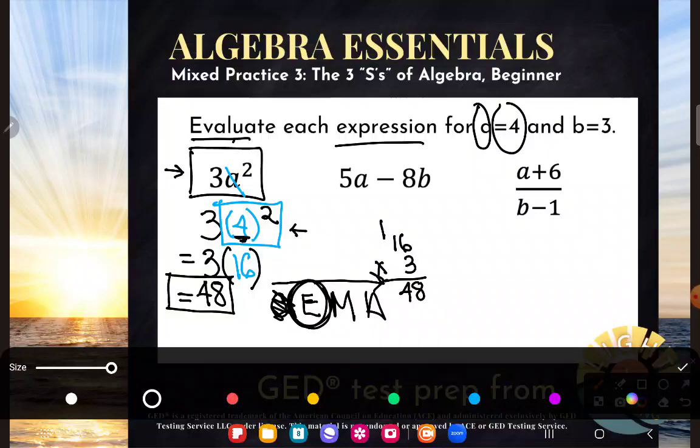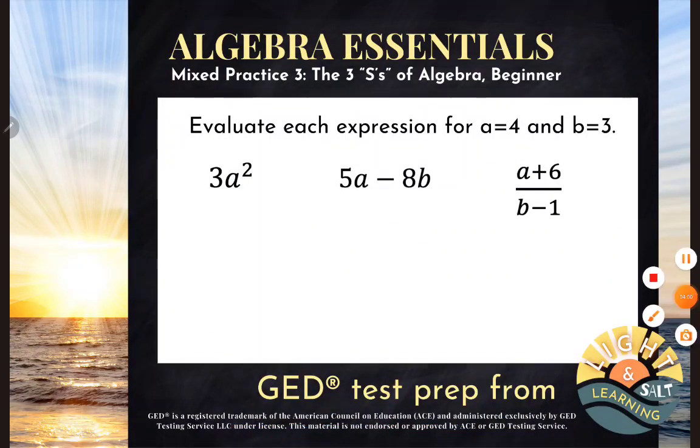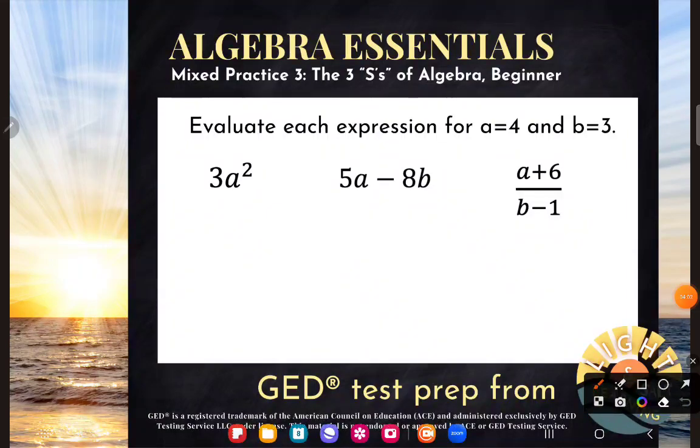Easy to evaluate once I know what A and B are. Sweet. Let's move a little faster, shall we? So 5A minus 8B would really stress me out, except for I know what A and B are. So let's substitute them in. Everything else stays the same though, okay guys?